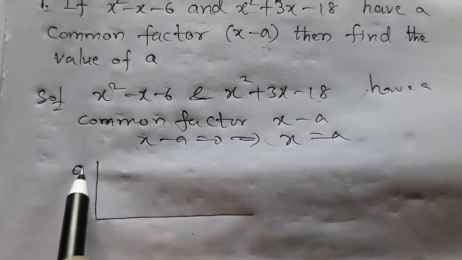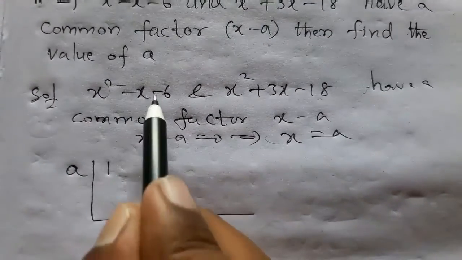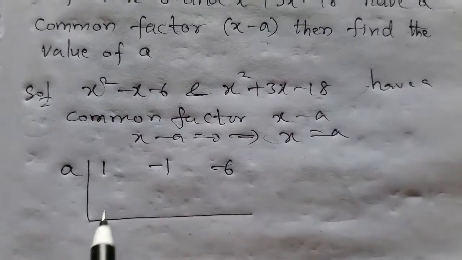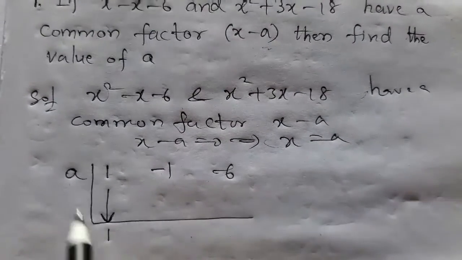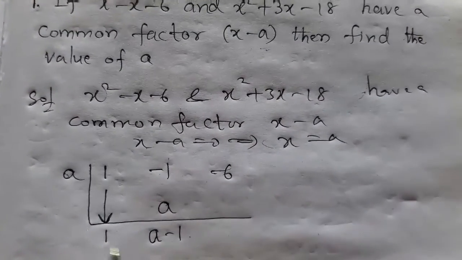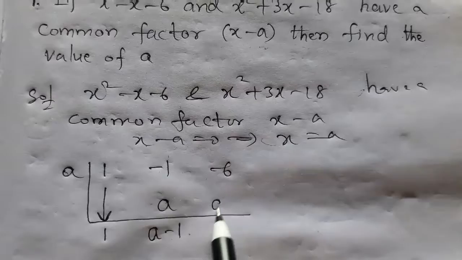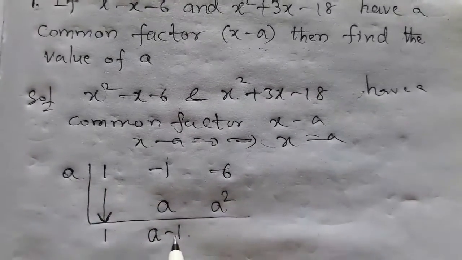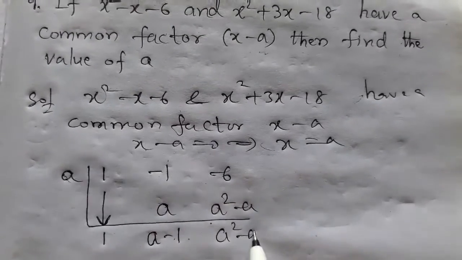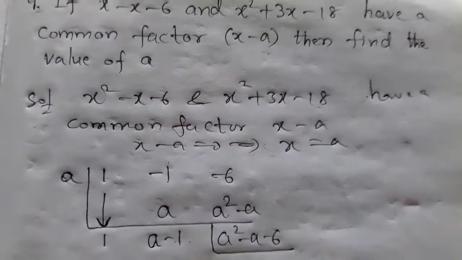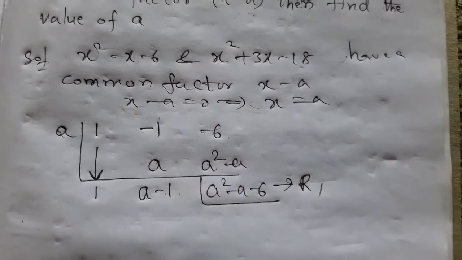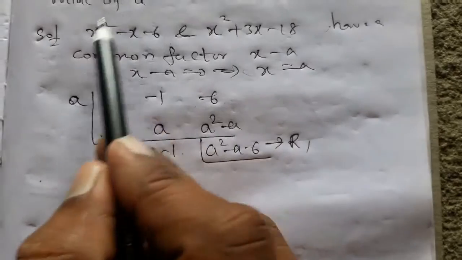See, this is a. X square coefficient is 1, x coefficient is minus 1, and constant is minus 6. Now bring down this 1 as it is. 1 into a became a. Add these two, a minus 1. Now a into a became a square. A into minus 1 became minus a. Add these, we get a square minus a minus 6. This is the remainder R1. Why are we taking R1 here? We are finding the first polynomial.